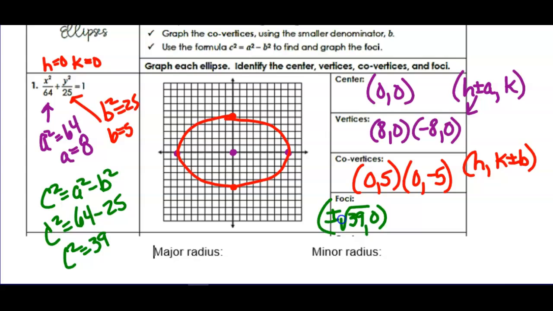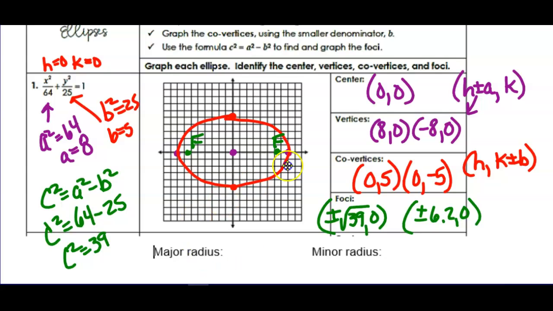is how far they are out from the center, or let's go with a decimal so that we can graph this. 6.2. So if we go 1, 2, 3, 4, 5, 6, and a little more, that's a focal point, and this way the same thing. I think it's in there as a focal point.